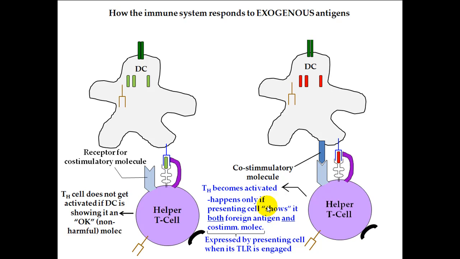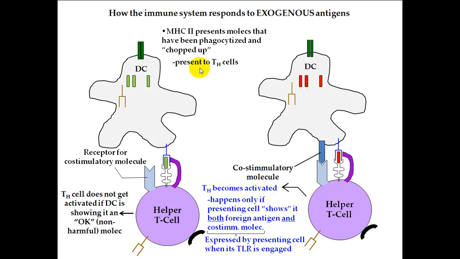Some other things that we can say to sum up the main points of this slide is this. We mentioned that there's this molecule called MHC2 that plays a big role in responding to exogenous antigen. Specifically, what MHC molecules do is present molecules that have been phagocytized and then chopped up by things like dendritic cells. And what MHC2 molecules do is present to a specific type of T cell called a helper T cell, and we'll use TH as our abbreviation for helper T cell.